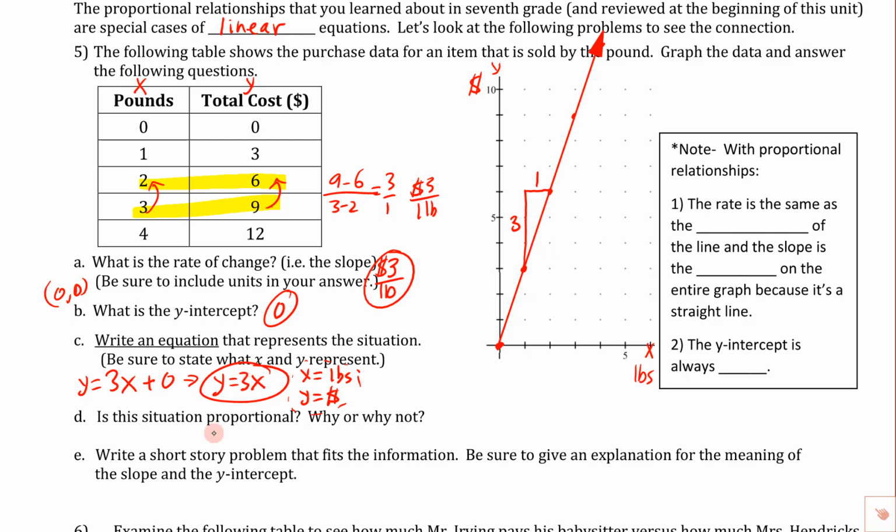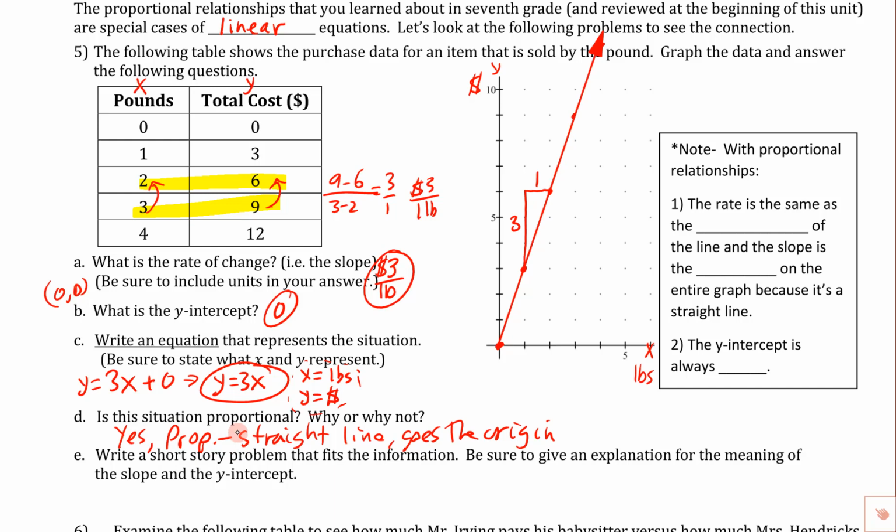Now it says, is this proportional, why or why not? Well, you know from 7th grade and from what we reviewed earlier, we have a straight line and it goes through the origin. So we're going to say yes, and I'm just going to write proportional, and we're going to say it is a straight line, and it goes through the origin. Remember, we're checking for those things when we're talking about a proportional relationship or a graph that's representing a proportional relationship. It's got to be a straight line and it's got to go through the origin.